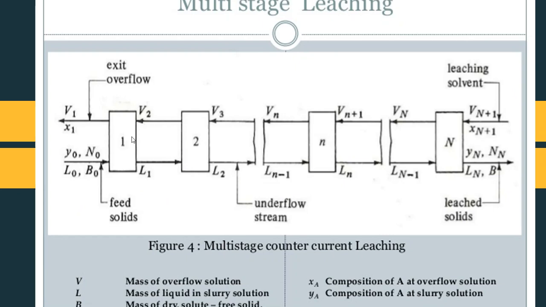If we have a case of multi-stage leaching, the same principle applies as in single-stage leaching. Only this time we have to consider several stages. And in here, everything is defined. XA is the composition of A in the overflow, YA is the composition of A in the slurry. We have V for the overflow solution or the solvent, and L for the mass of the liquid slurry or the feed. And we have B, the mass of the dry solute-free solid, and that is referring to the inert solid B.